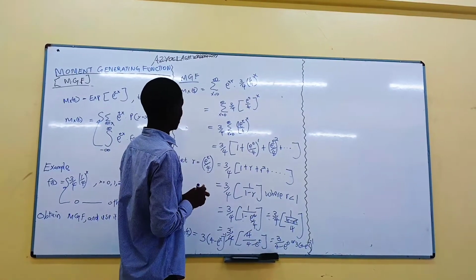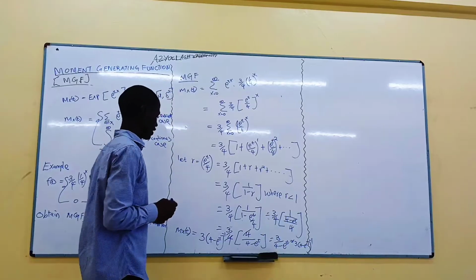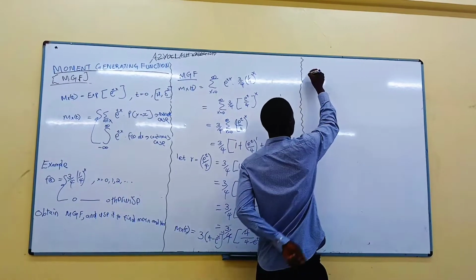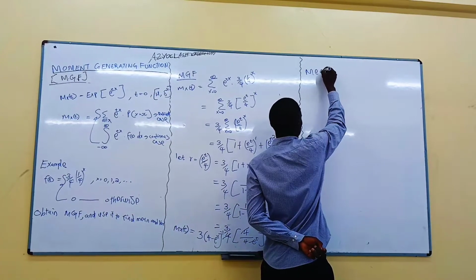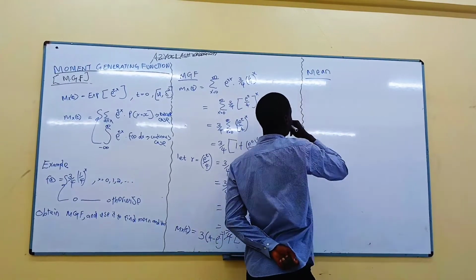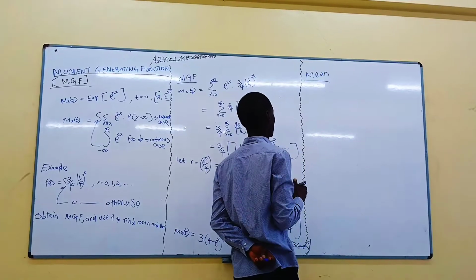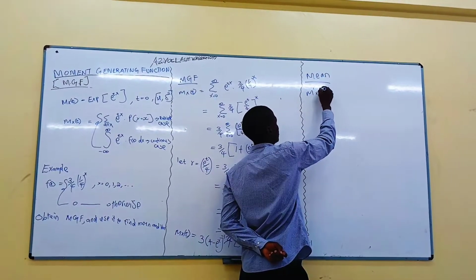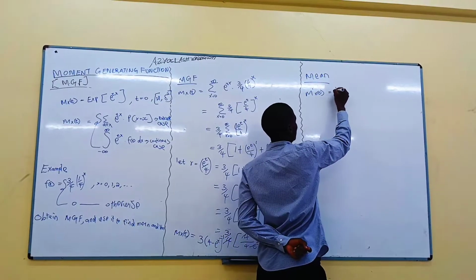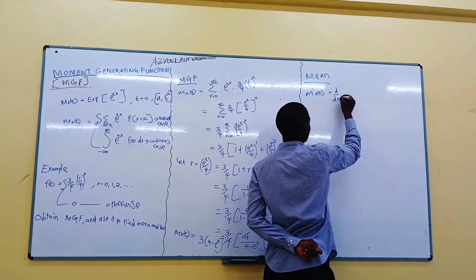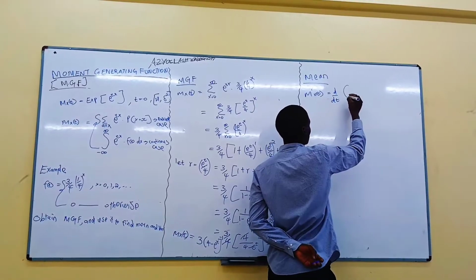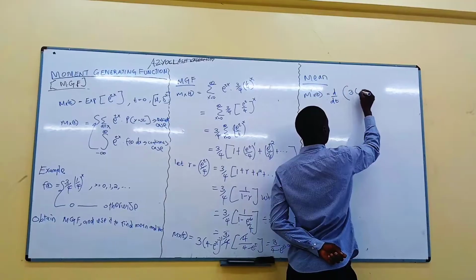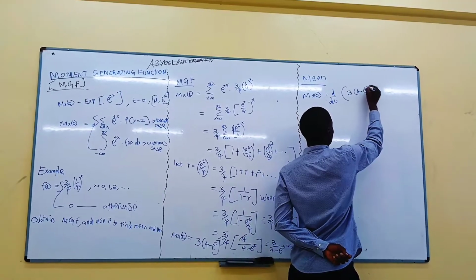So we have found the MGF. We were asked to use the MGF to find the mean and variance, so let's look at how to find the mean. For the mean, we look at the first derivative of the MGF. So it will be d/dt of the MGF, which was 3 times (4 minus e^t) raised to negative 1.